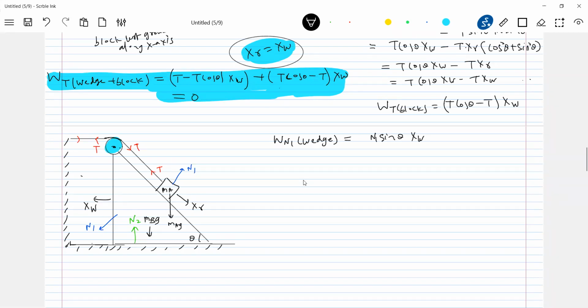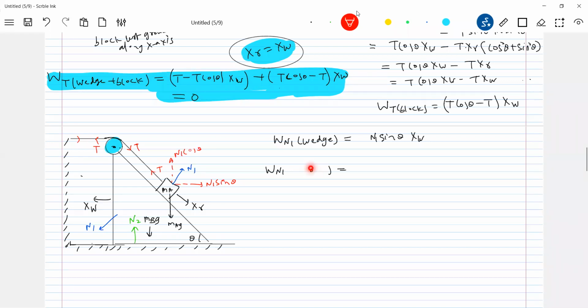The block will have displacement along X, along Y, no? So on the block, N1 we will resolve: N1 cos theta, N1 sine theta. How it will act, opposite to displacement of the block A, no? We took XAX towards left, XW towards left, XAX towards left, and XAY downward. How the displacement of the block with respect to ground.